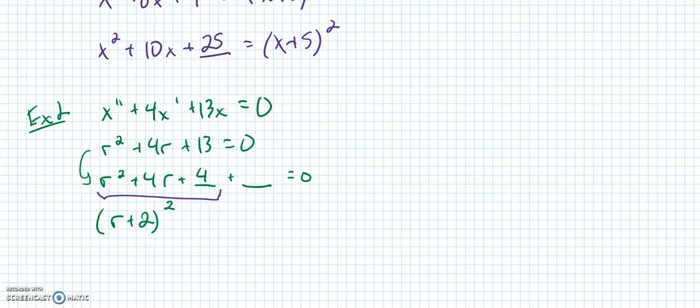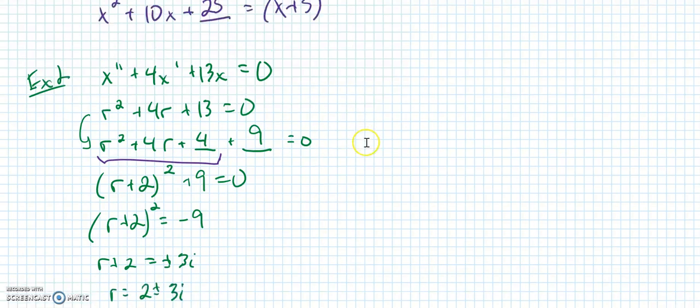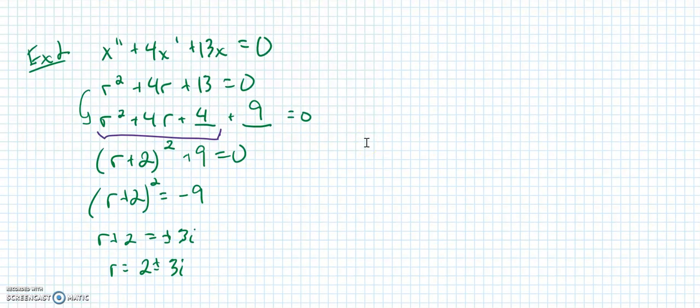Well, if you choose a 9, then 4 adds to 9 and gives me 13. So this is the same as (r plus 2) squared plus 9 is 0. That's called completing the square, which gives me (r plus 2) squared equals negative 9. Take the square root: r plus 2 is plus or minus 3i, and then move the 2 over, r equals 2 plus or minus 3i.